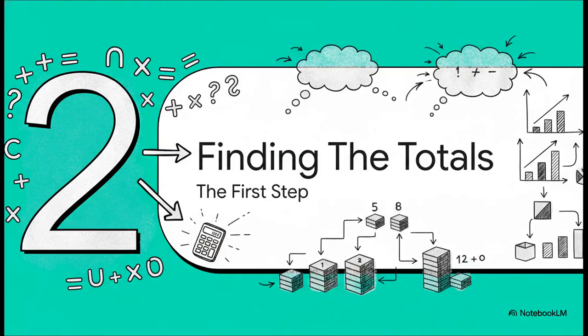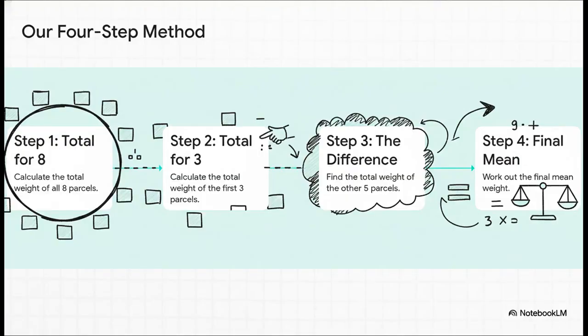Okay, now that we have our secret weapon, let's get into our first calculations. We're going to kick things off by finding the totals. We can actually map out our whole plan in 4 simple steps. First, find the 2 totals. Second, find the difference between them. And finally, calculate the new mean. This structure is going to keep our work super logical and really easy for an examiner to follow.